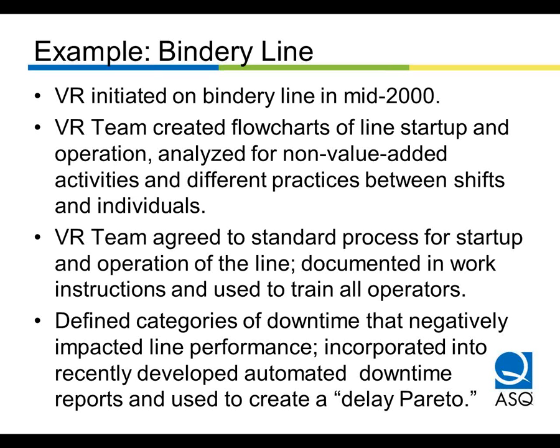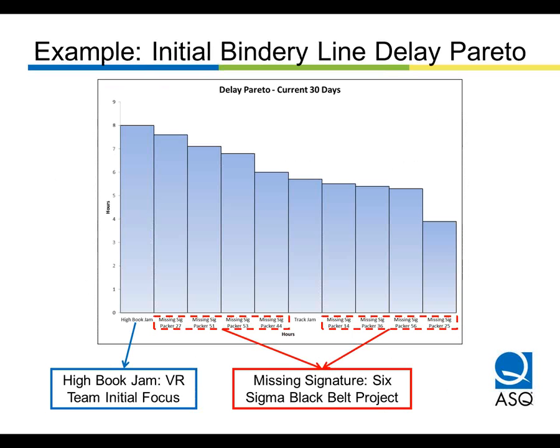They then agreed to a standard process for startup and operation of the line, documented that standard process in work instructions, and they used those instructions to train all the operators across all shifts. The team also worked with IT to define categories of downtime that negatively impacted line performance and incorporated them into a recently automated downtime report that was then used to create a delay Pareto. The Pareto after 30 days looked like this. The top reason for delays was something called high book jams, and this became the initial focus of the team.